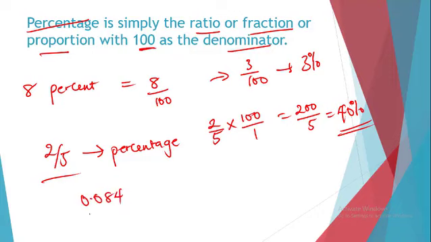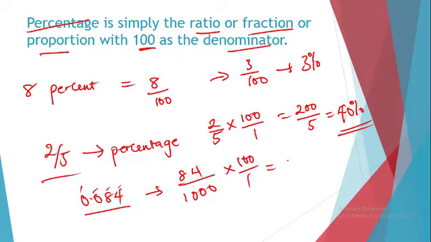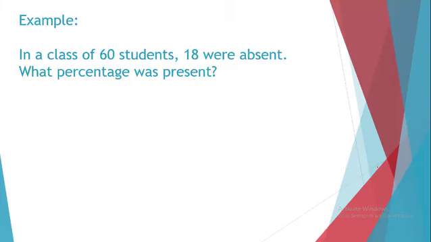Then if we are given a number like 0.084, for us to express it as a percentage, you will agree with me that 0.084 is the same as 84 over 1000. This is now 84 over 1000 times 100 over 1, and that will give us 8.4%. That's what we need to know about percentage. That's how percentage works. Let us quickly take an example.